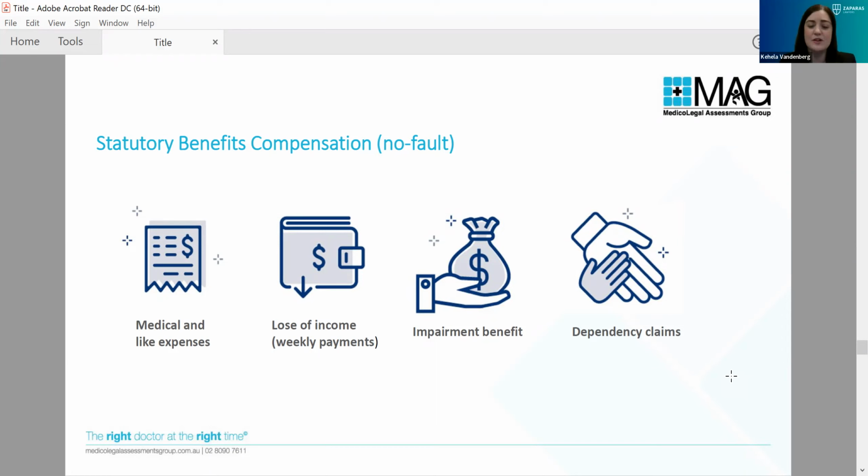And if unfortunately the worker did pass away and they had a dependent partner or children, then they may be entitled also to a weekly pension, funeral expenses, and maybe even also a lump sum.